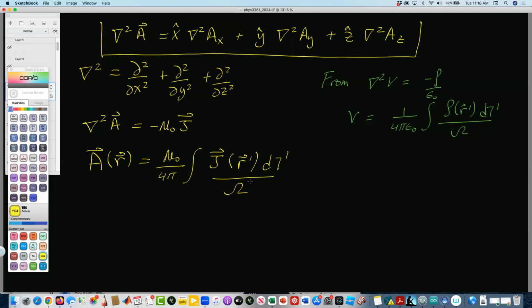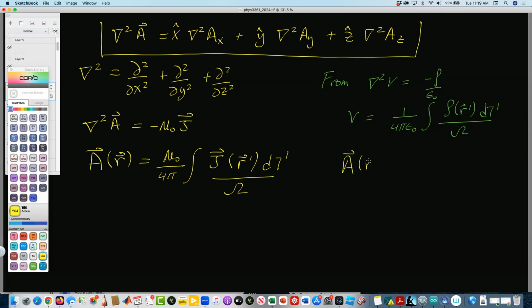It's a little bit simpler, because it doesn't have a cross product in the integral like the Biot-Savart law does. And then once you get A, you can take the curl to get B. Anyway, this is the general form with a volume current.